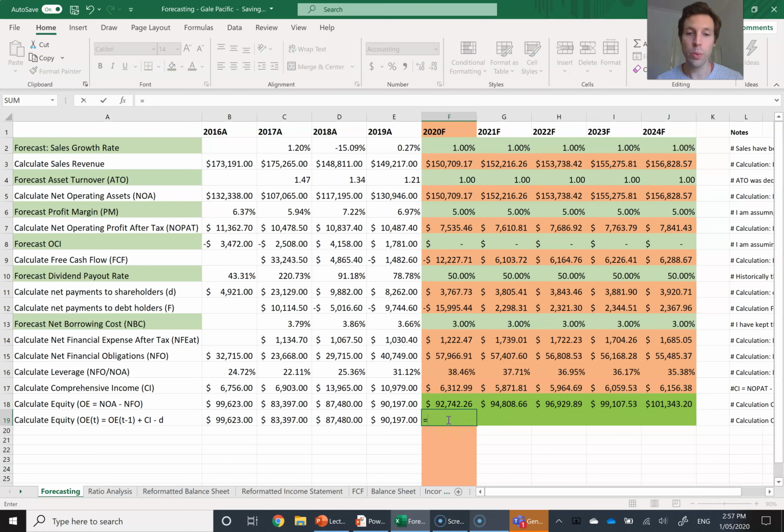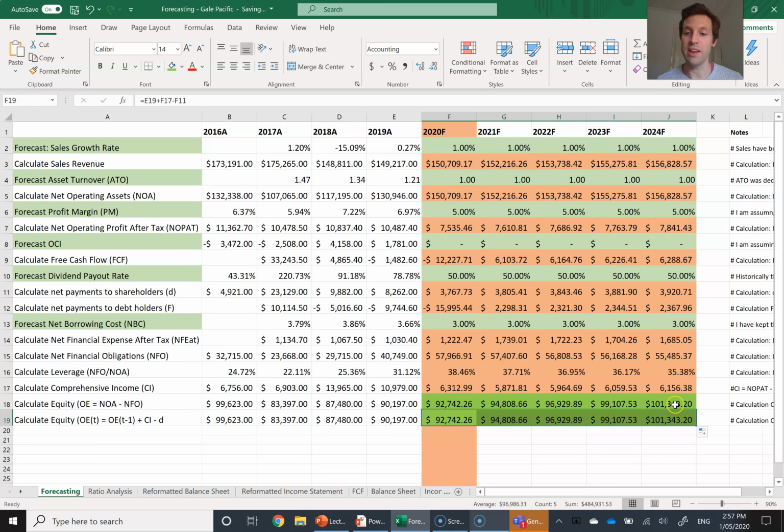I'm going to say owner's equity is equal to last year's owner's equity plus my comprehensive income for the year minus any payments to my shareholders. These 2 methods, calculating owner's equity using 2 different methodologies, we get the same answer. And as I drag it along, we get the same answer each year for the equity. So I've now finished my forecasting template for Gale Pacific.